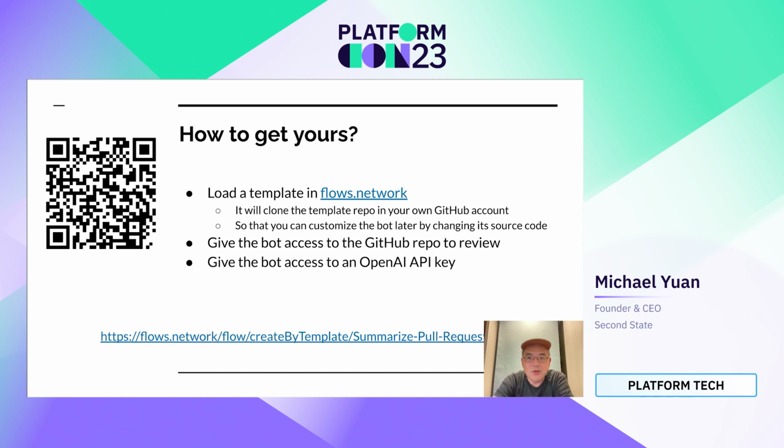So before I dive into the code, I would say that's how to get yours. You can go to flows.network and clone a template repo, go through the template creation process, configure it to access your GitHub repo, and give it the OpenAI API key. And you would be able to get your own bot. The bot would monitor the GitHub repo that you have set up. For every PR and every commit in the PR, it would automatically review all the code contained in the PR and give you suggestions like the above as a comment in the PR, as the first comment in the pull request.